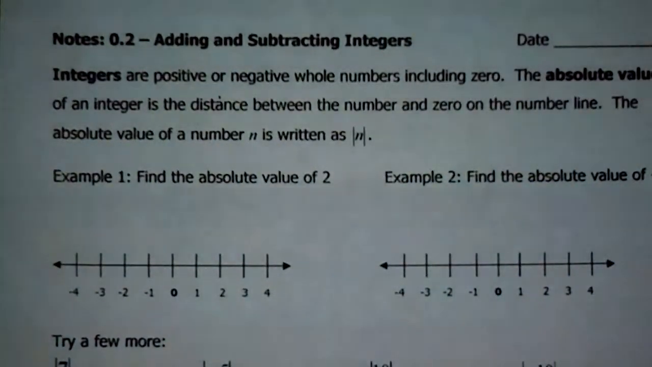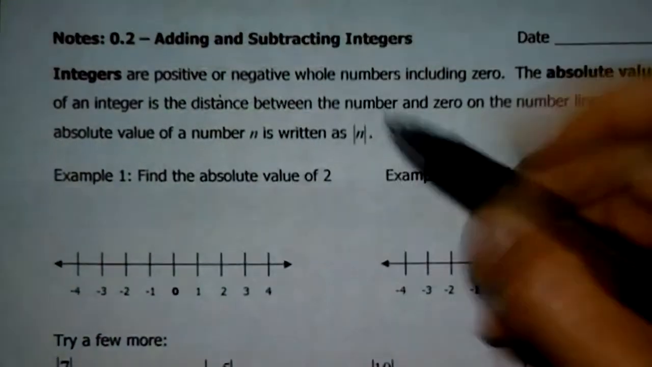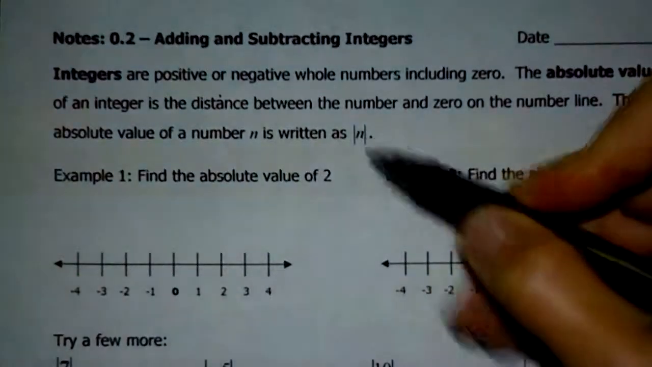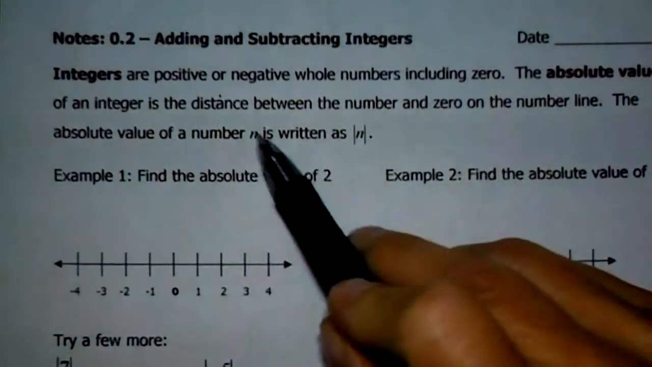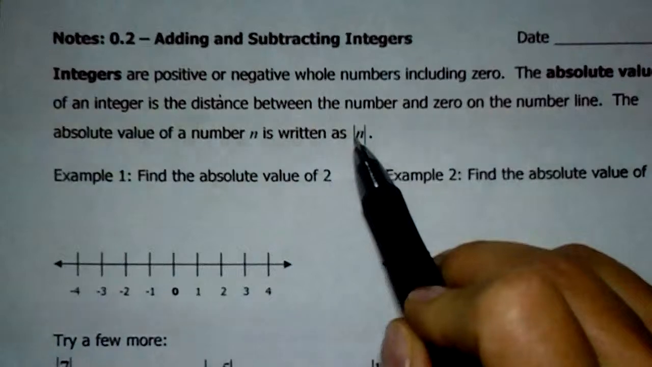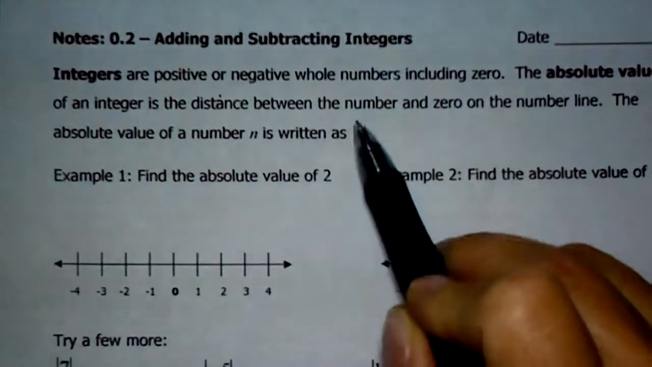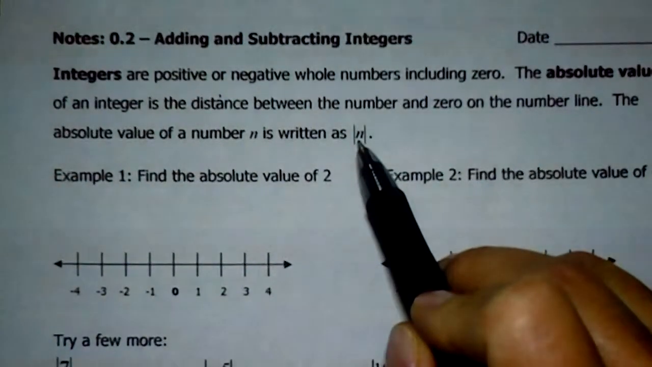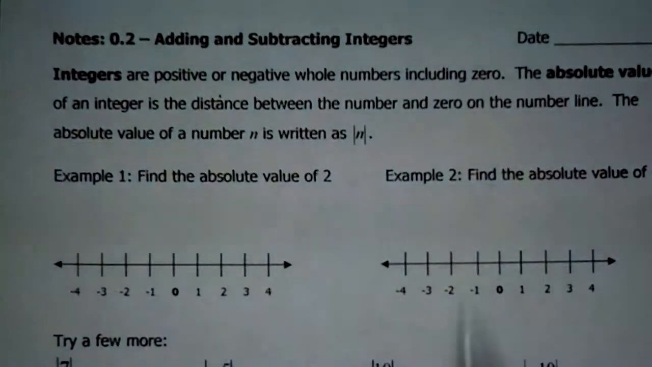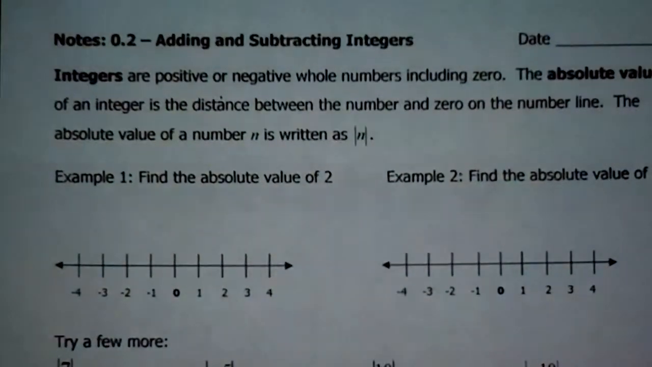The absolute value of an integer is going to help us as we're adding and subtracting, so you need to review the definition of absolute value as well. The absolute value of an integer is the distance between the number and 0 on the number line. It's usually written inside these little parallel lines like that. So if I wanted to know the absolute value of any number n, we'd put it inside those little lines, and that means what's the absolute value of it. So you're just telling me how far away a number is from 0 on the number line.